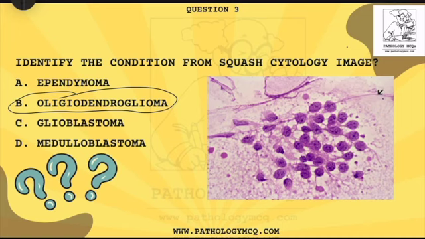Now let's look at the third question. Identify the condition from this cytology image. The answer here is oligodendroglioma.